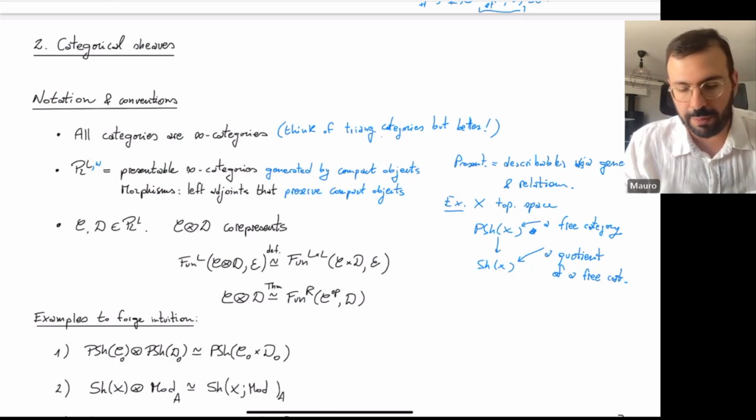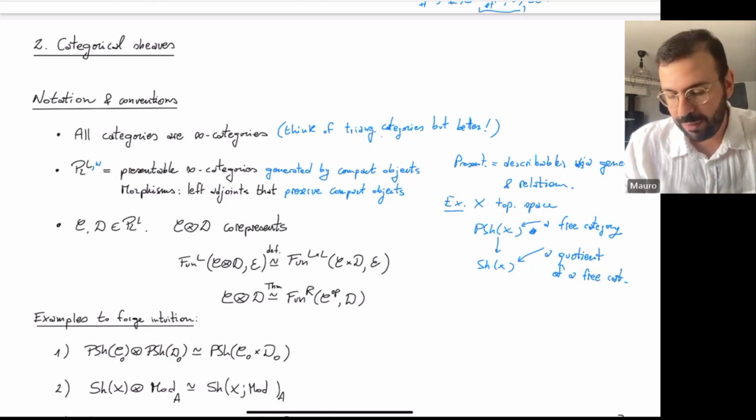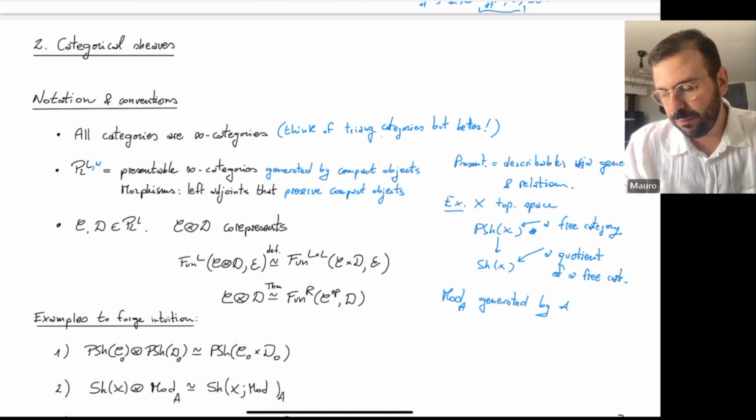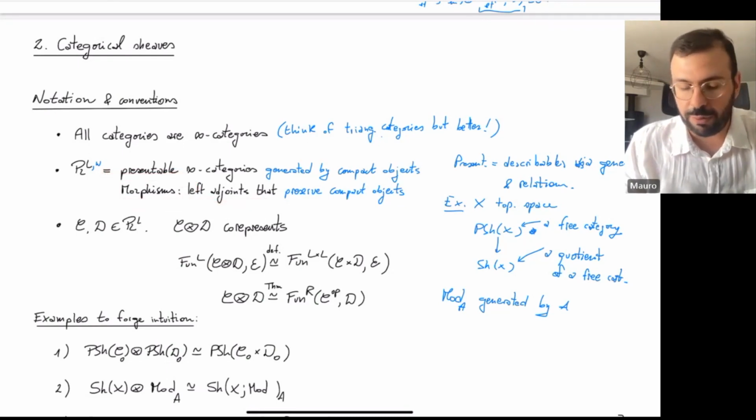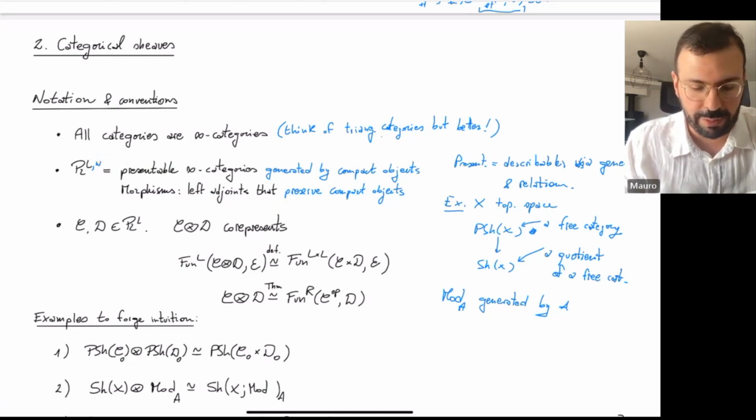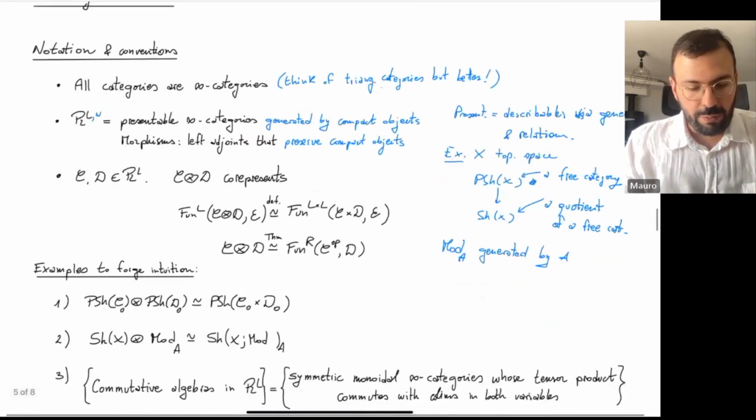Anyway, we also ask to be generated by compact objects. This is a harmless condition in most cases. A typical example is mod A, and it is generated by A itself. And we keep track of morphisms that are left adjoints and that preserve compact objects. This is technical, but I need it, otherwise everything else doesn't make sense.